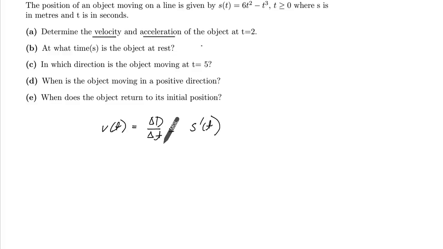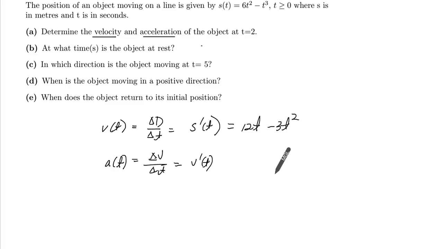As t approaches a particular point. And acceleration is the delta v divided by delta t. So as the change in time is infinitesimally small, this is v prime at t. So let's find this. This is going to be 12t differentiated minus 3t squared.